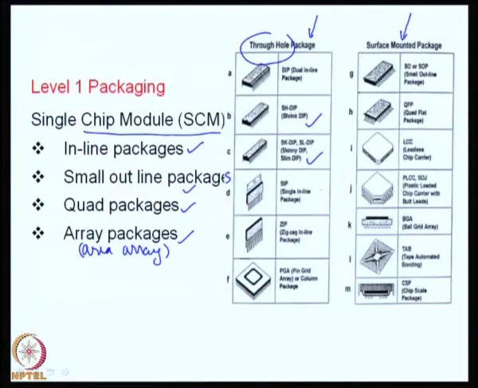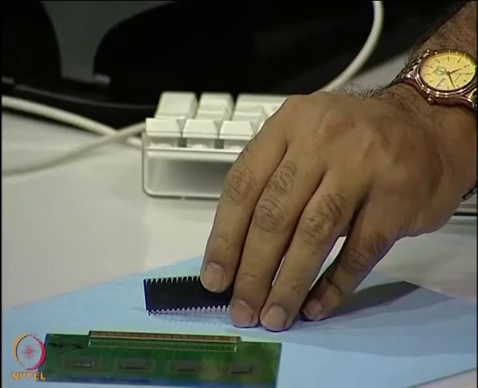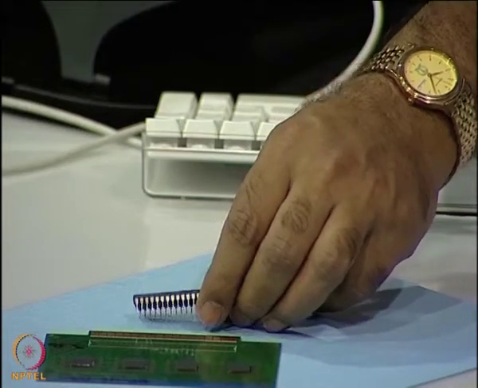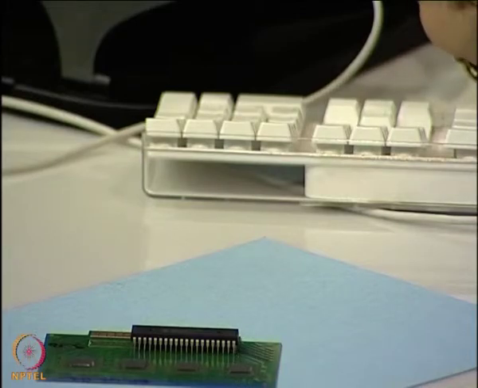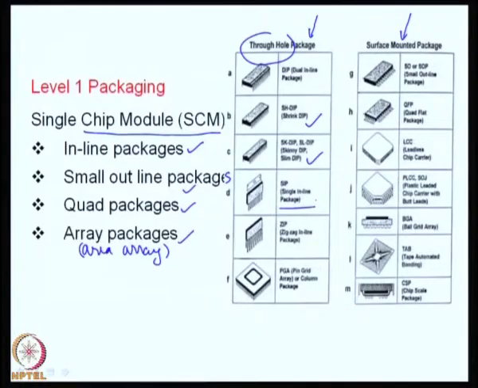Then comes a new category called single inline packages. Instead of having dual inline package, some packages will exhibit only one row of pins, okay, one row of pins which will go onto the board. So, those are known as single inline packages.